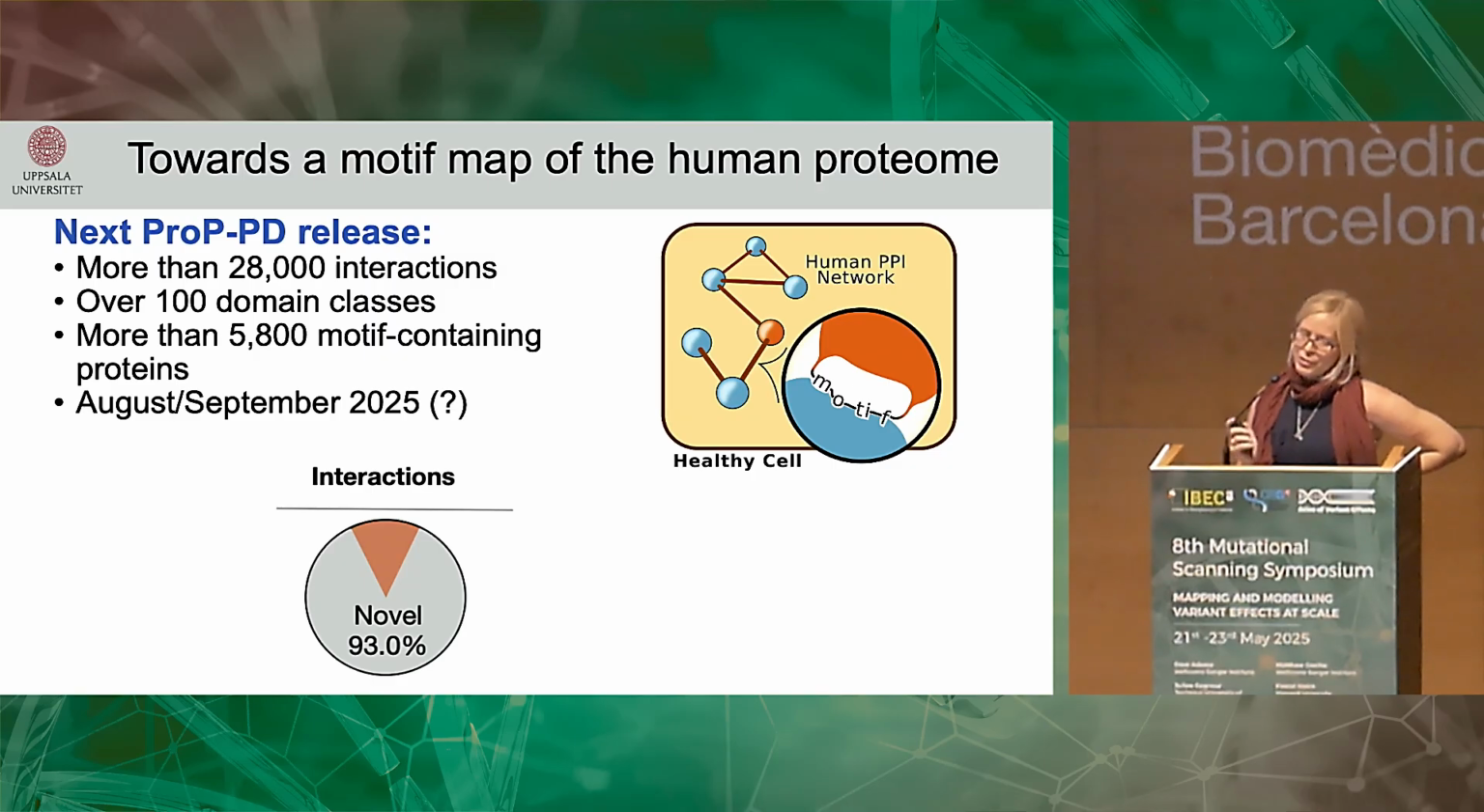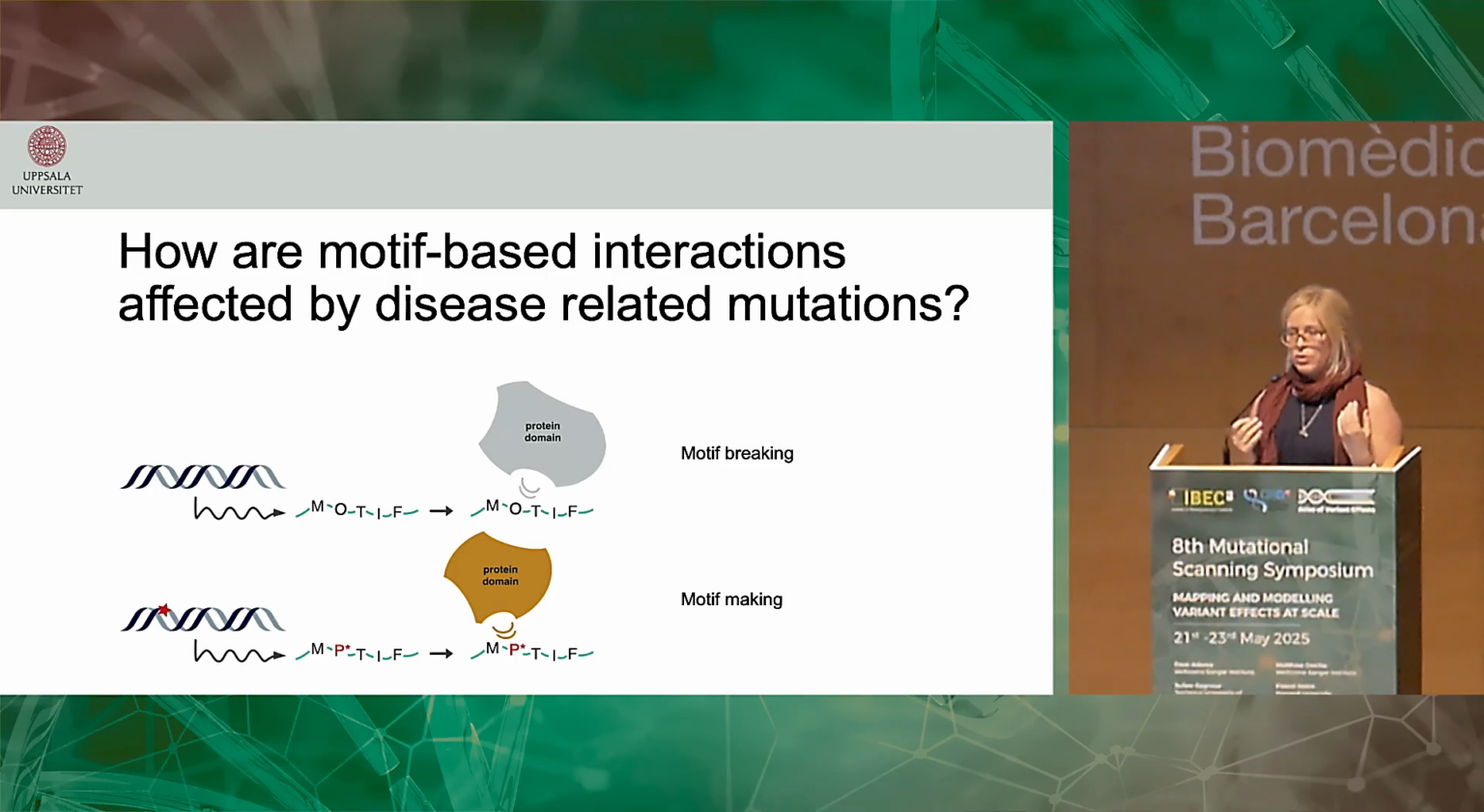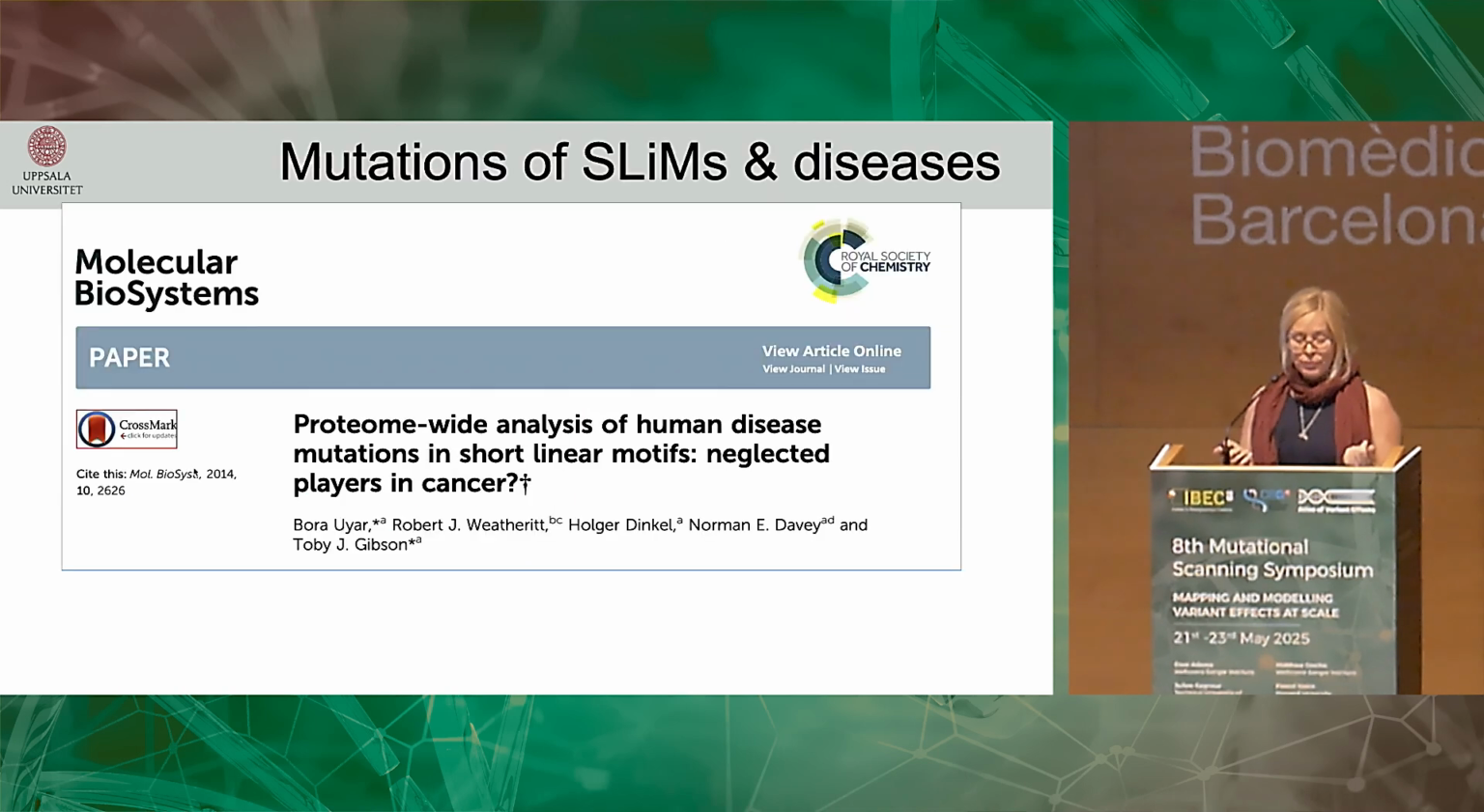So I'm not going to tell you about this because this is a variant effect meeting, so I thought I would talk about how motif-based interactions are actually affected by disease-related mutations. And I already told you that we can predict the effect of motif-breaking mutations by first finding the binding sites. But the more challenging part is actually to find mutations that make novel binding sites. It's quite difficult to predict.